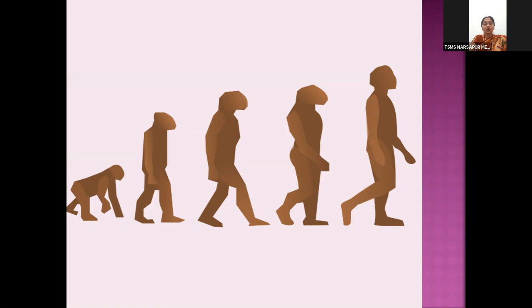Also, children, a very good and interesting topic, one more topic is the evolution of man. From where we have come, how man has evolved, ma'am will also be discussing. So today we have the same ma'am, your favorite, G. Prashanti madam from Chikurmamidi, Karimnagar district.